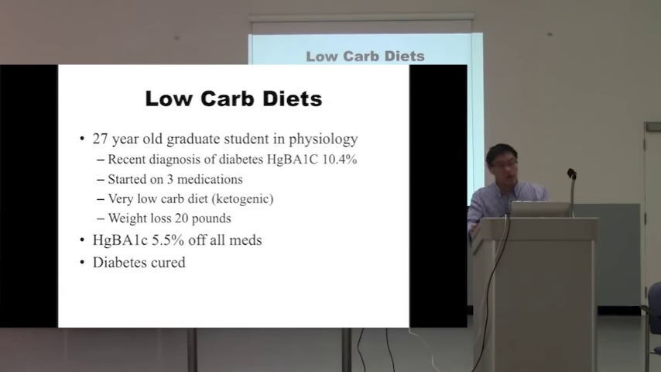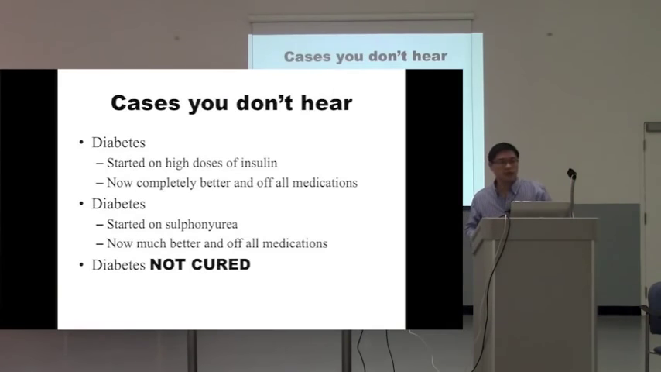So she lost some pounds. She lost about 20 pounds. And when she went to her visit, her hemoglobin A1C was 5.5%. In other words, her diabetes completely reversed with a ketogenic diet. So all these 3 cases are cases of cure. There's also cases of cure that you don't really hear about.